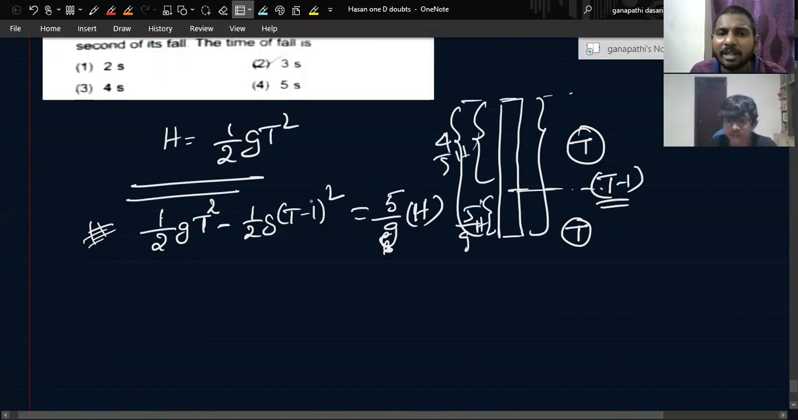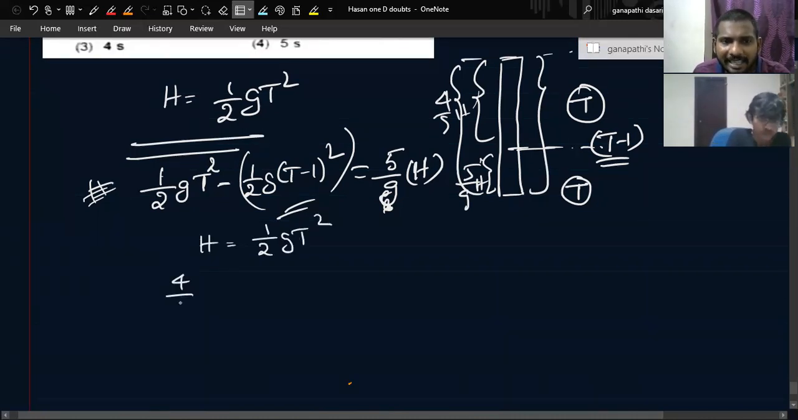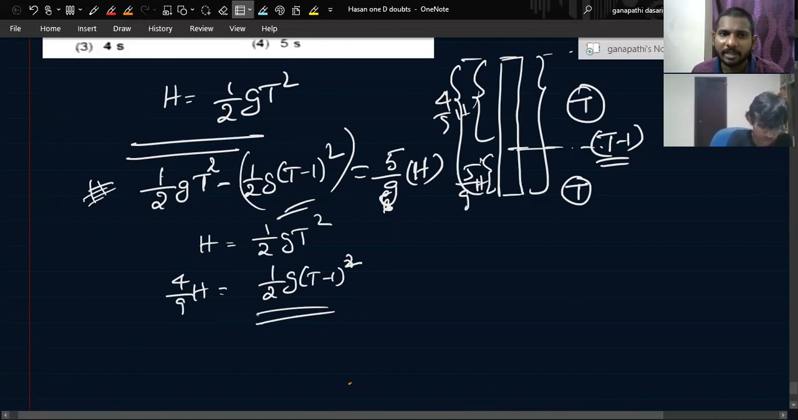This is nothing but half g into t minus 1 whole square. So can I write it as h is equal to half g t square, and 4 by 9 h is equal to half g into t minus 1 whole square? Do you got it, Hassan? How did I solve this question? From here also you can bring that equation.